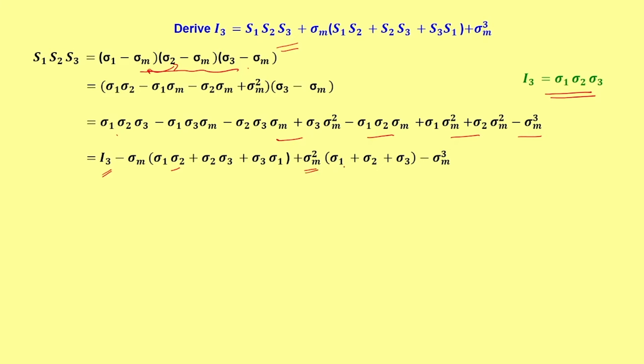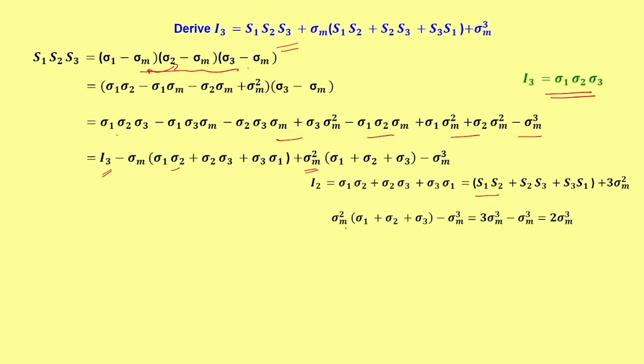So, sigma m square is taken out, you get sigma 1 plus sigma 2 plus sigma 3 minus sigma m cube. Now, you need to replace it by a suitable expression. We know I2 is equal to sigma 1 sigma 2 plus sigma 2 sigma 3 plus sigma 3 sigma 1, which is equal to S1 S2 plus S2 S3 plus S3 S1 plus 3 sigma square m, which we have already derived in the previous slide.